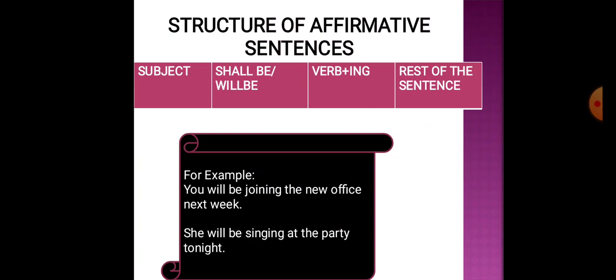Now the structure is subject, shall be or will be, present participle, and the rest of the sentence. So in an affirmative sentence, we use subject first, then shall be or will be, and then present participle. For example, you will be joining the new office next week. She will be singing at the party tonight.